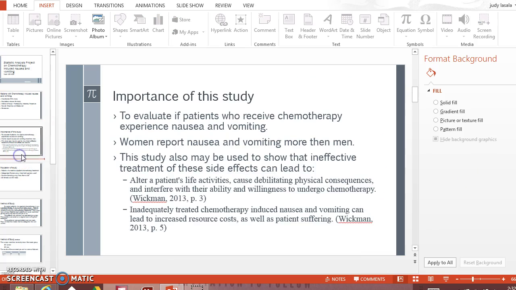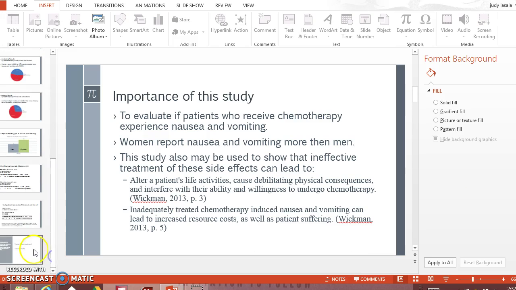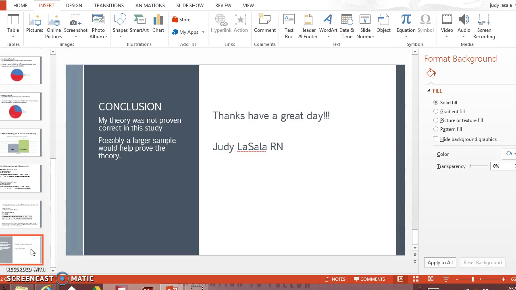So, in conclusion to my report, the theory that I had was not proven. And possibly if I would have got a larger sample, I would have been able to maybe prove this. So unfortunately, I was not able to prove my hypothesis.